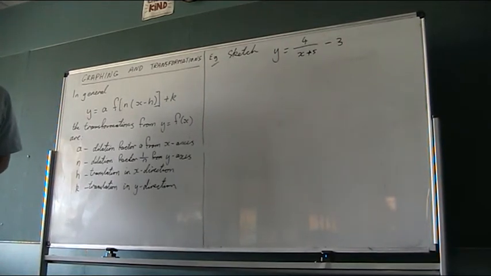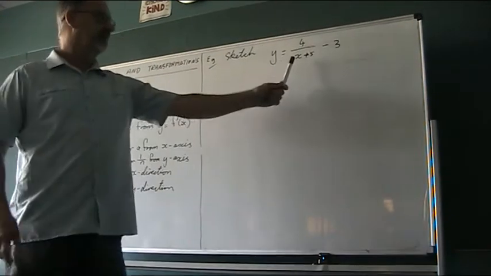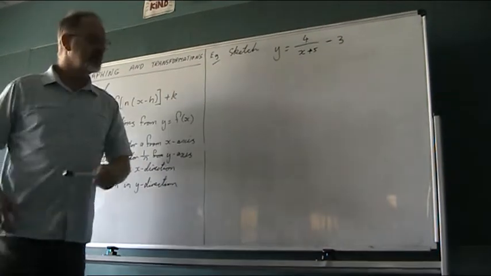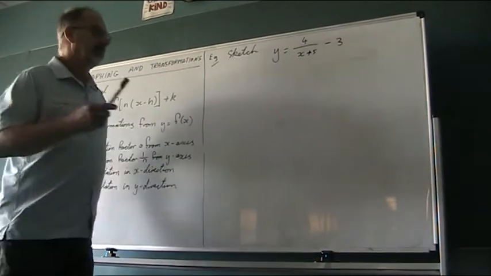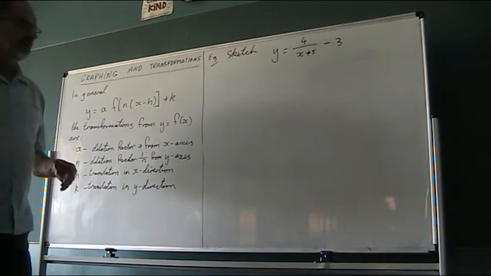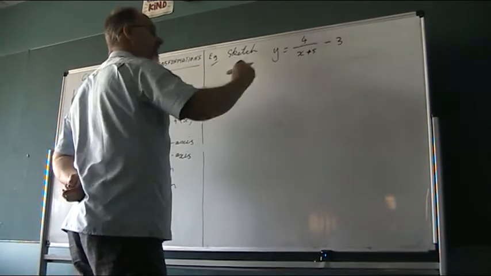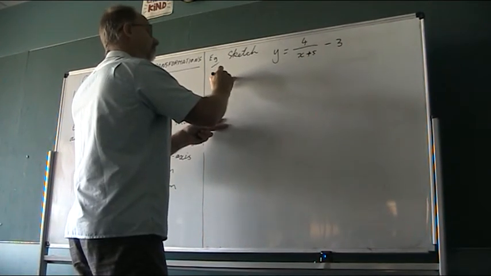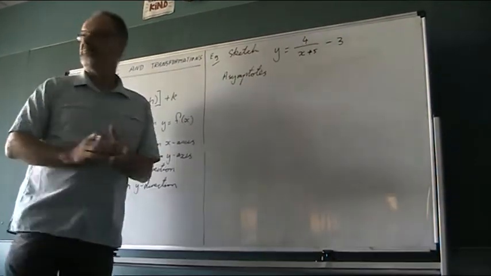So there's some transformations there, a couple of translations, and then there's a dilation. Sometimes, in this particular case, the dilation, when we sketch it, is going to be taken care of in what we find. So, what do we need to graph a hyperbola? What things do we need? Someone mumbled asymptotes.